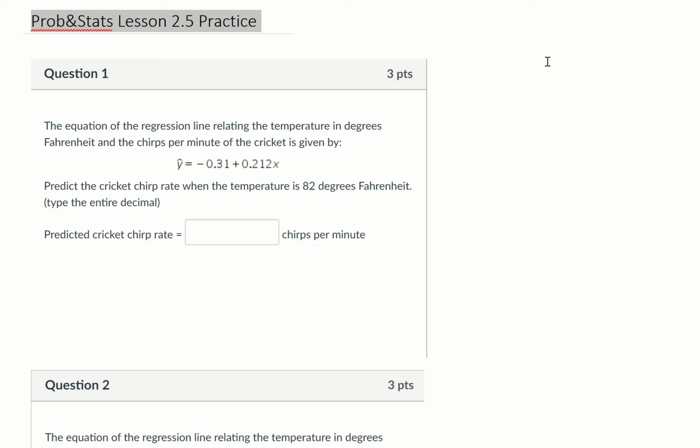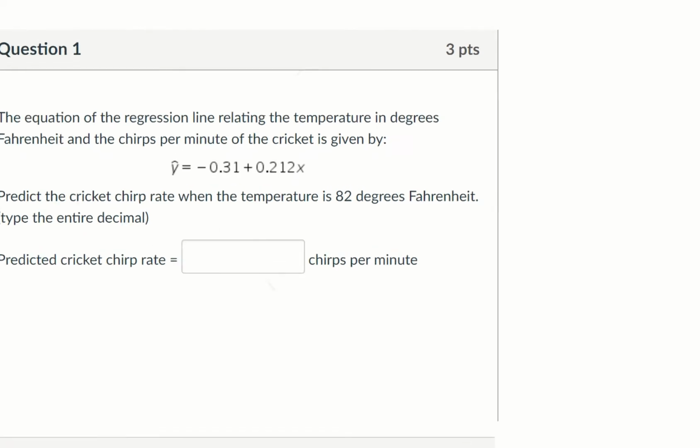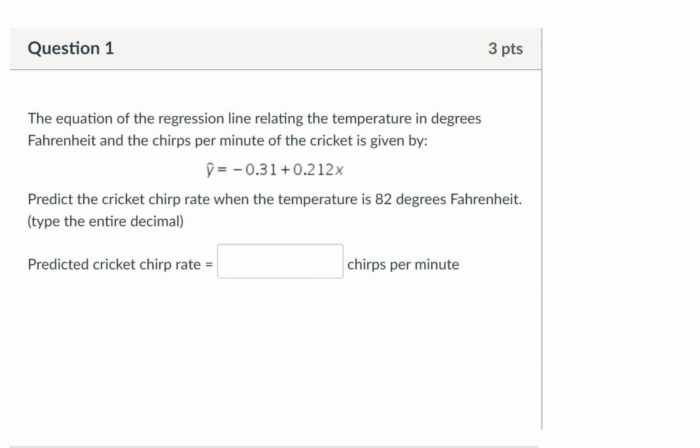So the first question, we have the equation of the regression line relating the temperature in degrees to the chirps per minute of the cricket is given by this equation here. So we want to predict the cricket chirp rate when the temperature is 82 degrees Fahrenheit. So we want to type the entire decimal here.